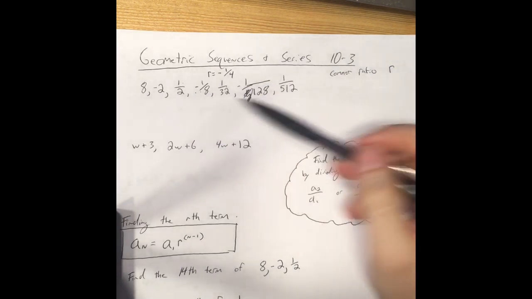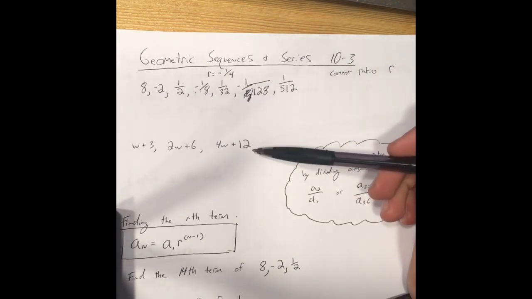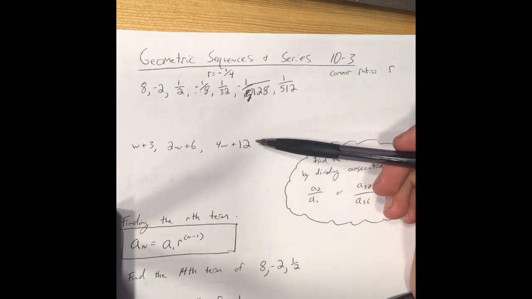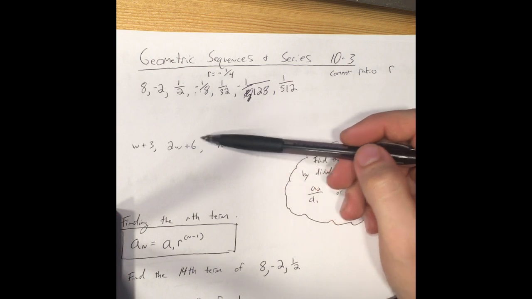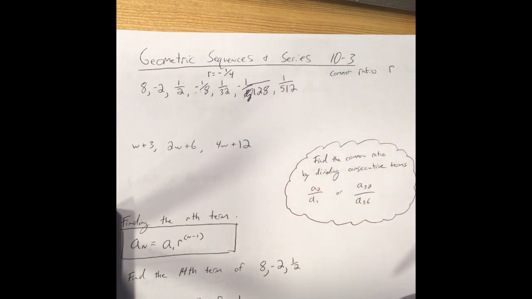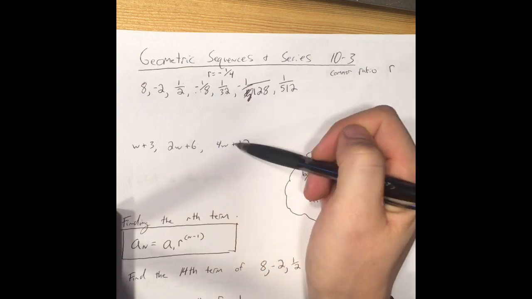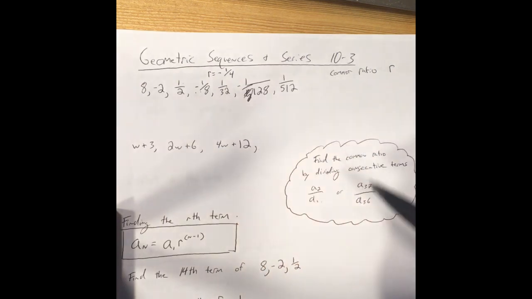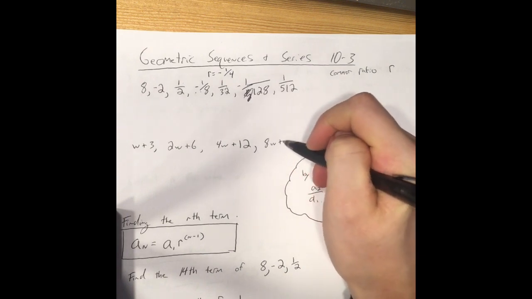Notice this top sequence just has to do with numbers. We can also do this with variables. So here are the first three terms of this sequence: w plus 3, 2w plus 6, 4w plus 12. It's pretty obvious how to multiply from term to term. I'm multiplying by 2 each time, so my next term is going to be 8w plus 24.